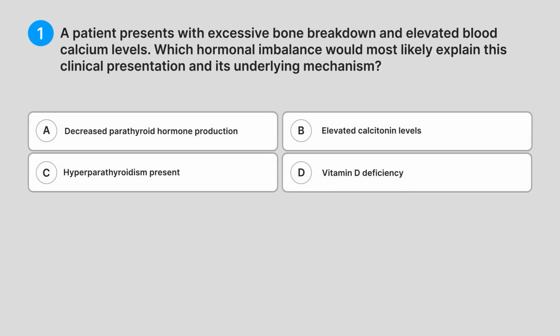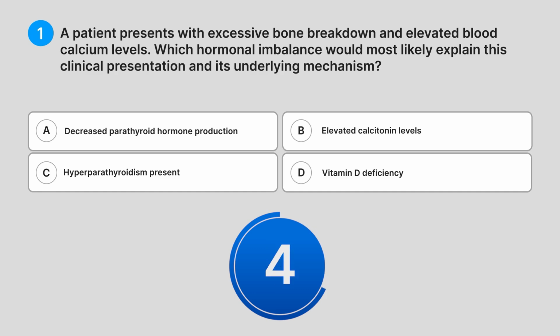1. A patient presents with excessive bone breakdown and elevated blood calcium levels. Which hormonal imbalance would most likely explain this clinical presentation and its underlying mechanism? A. Decreased parathyroid hormone production. B. Elevated calcitonin levels. C. Hyperparathyroidism. D. Vitamin D deficiency. Can you guess the answer?